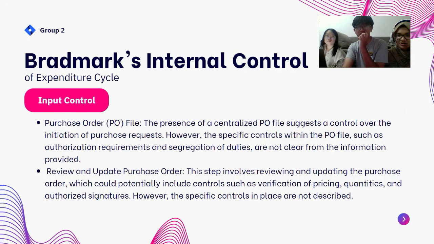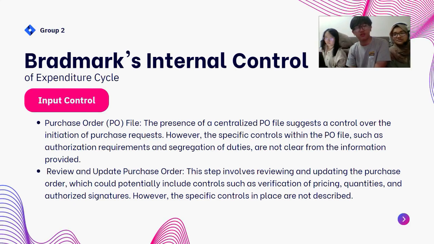Okay, so for Bradmark's internal control, we have divided it into three parts: first the input control, process control, and then also the output control. For the input control, we have divided it into two. The first one is purchase order or PO file.